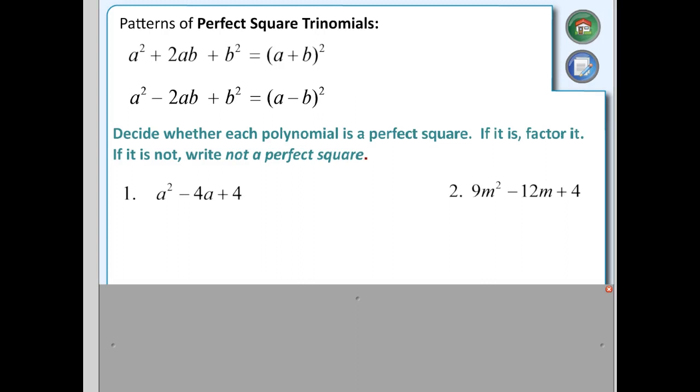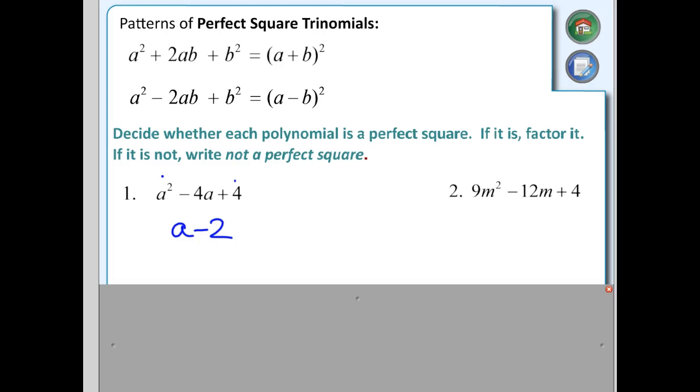Remember, we got 3 questions to ask ourselves. Is the first term a perfect square? Yes, it is. So I say the square root of a squared is a. If this is a minus sign, I'm going to have a minus sign. Okay? Is the back term a perfect square? Yes, it is. What times itself gives me 4? That's 2. All right, now, I've got to check the middle.